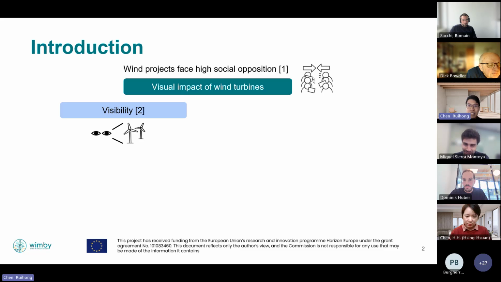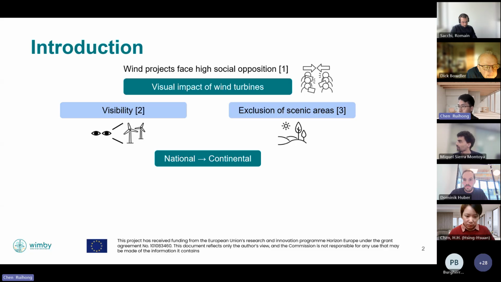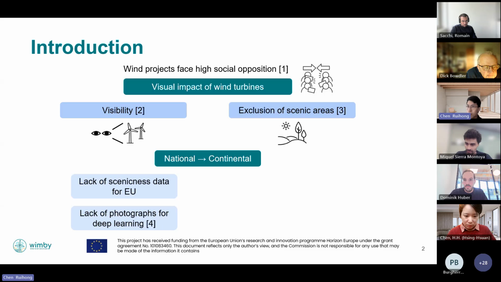So this is crazy. And existing studies have already tried to address this visual impact of wind turbines, first through visibility, or by considering the exclusion of scenic areas during the planning phase or through resource assessment. However, these studies are usually focused on a national scale. And for the WIMBY project, we're trying to develop a continental scale analysis. So the goal will be to make a continental scenicness map.